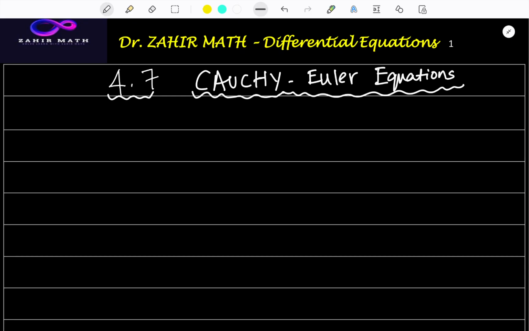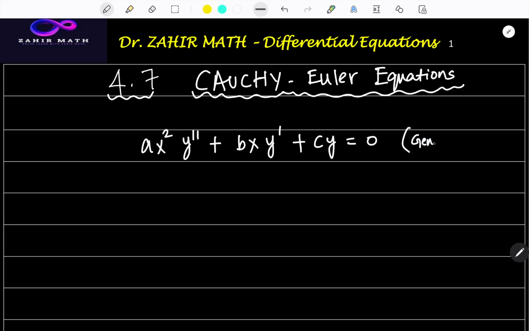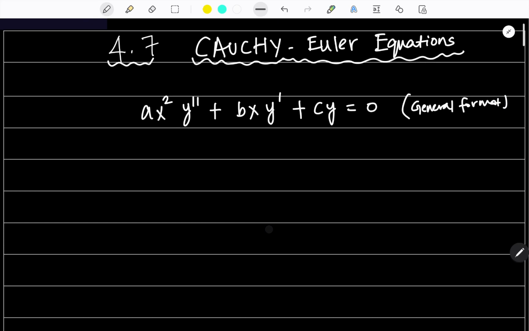4.7 Module 2: Cauchy-Euler Equations. What is the general format of the Cauchy-Euler equations? It is given by ax² y'' + bx y' + cy = 0. This is the general format of the Cauchy-Euler equations. Now we are going to use some substitutions so that this equation will be converted into a second order differential equation with constant coefficients, right?